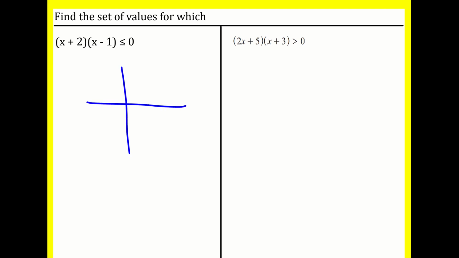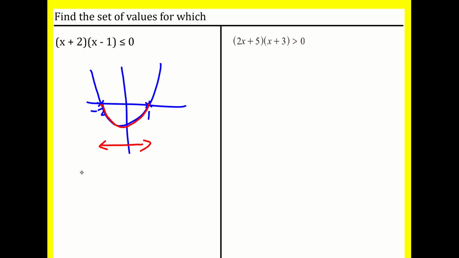So let's imagine I set y equal to the expression on the left, and I try and sketch it. I would get intersection points minus 2 and 1. And my quadratic would look a bit like this. Because now if I say to you, where is this function y equals this thing on the left less than or equal to 0? Well, the function is less than or equal to 0 here, because it's below the x-axis. So if I want to work out the values of x, they're going to be here.